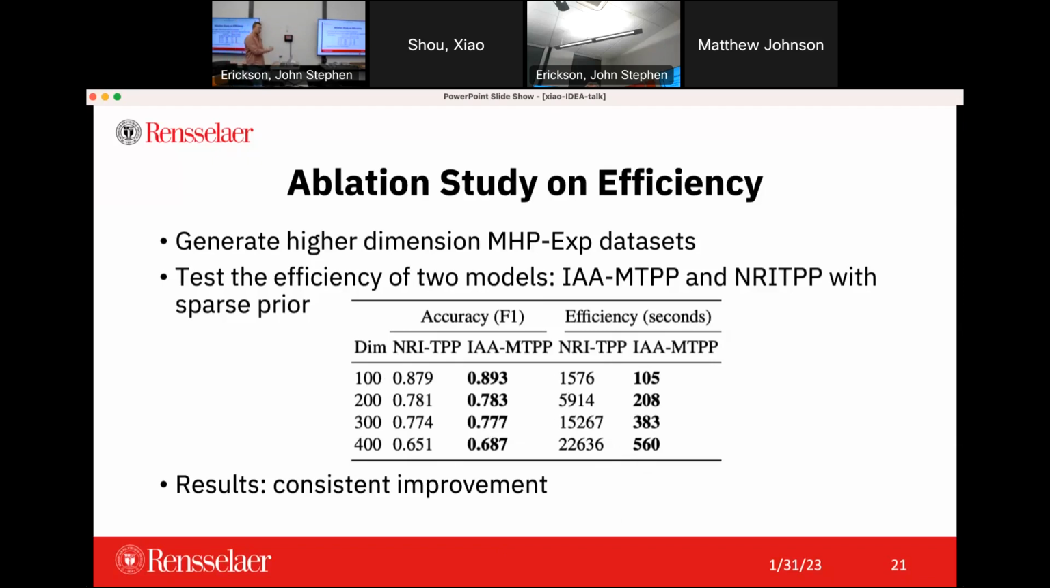So in summary, we beat the baseline model by performing much faster and with improved accuracy.